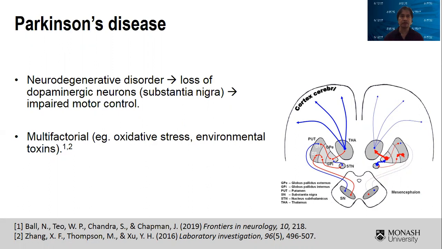Parkinson's disease is a multifactorial disease. The main contributors to the development of the disease are oxidative stress and exposure to environmental toxins such as paraquat.